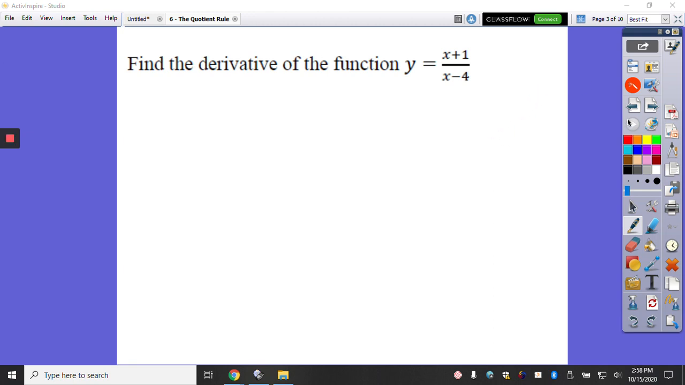Okay, looks like I got everything working. So let's go ahead and find the derivative for this function here. Of course, seeing as I see two expressions that are being divided, this tells me that I'm going to be using the quotient rule.